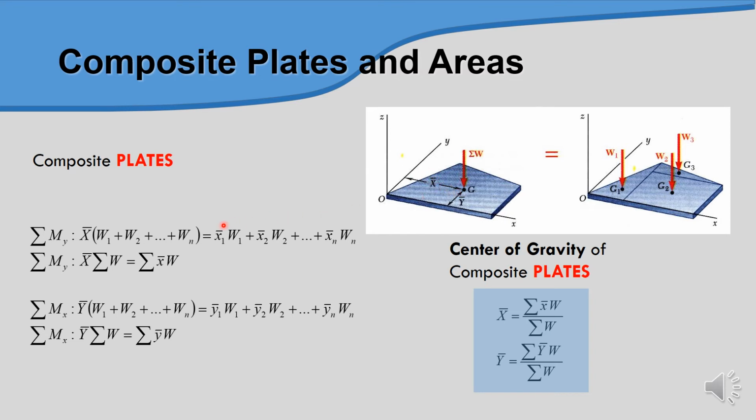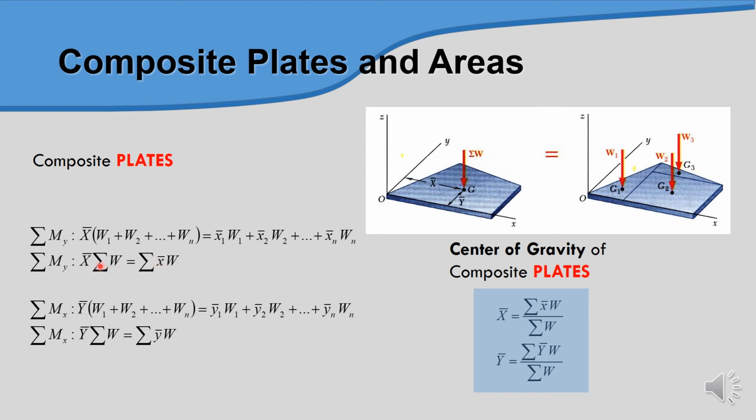Okay, and finally we can summarize that the moment at point Y, or at the Y axis, is basically the summation of the moments at the different points G1, G2, and G3. So finally, we have the summation of moment at the y-axis: x bar times the summation of W equals the summation of x bar W.